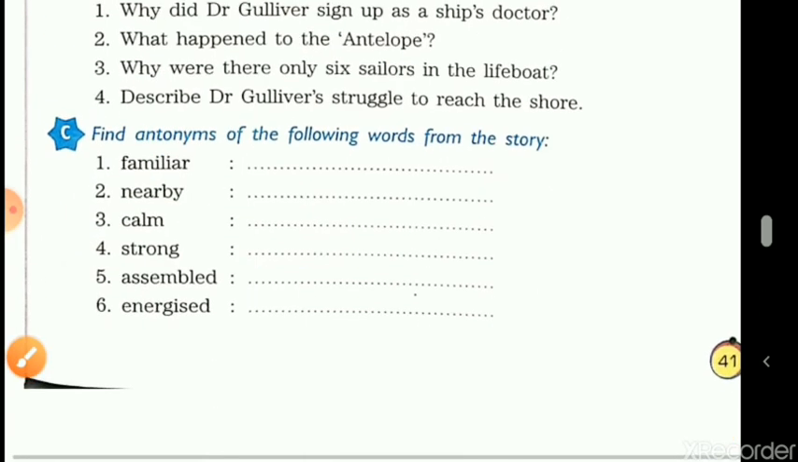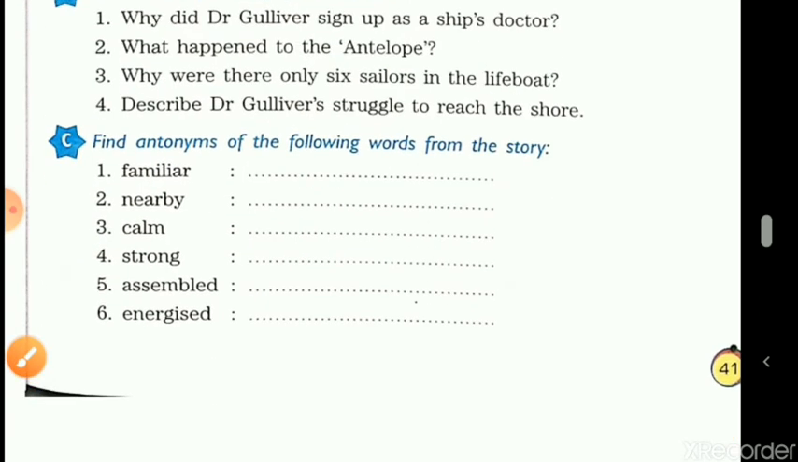Now, children, exercise C is about antonyms. What are antonyms? Words which are opposites in meaning are known as antonyms. Words which have the similar meaning are known as synonyms. Beta, jinke meaning same ho, they are known as synonyms. And words which have got opposite meanings are antonyms. So here the question says we need to find the antonyms from the story of the given words.